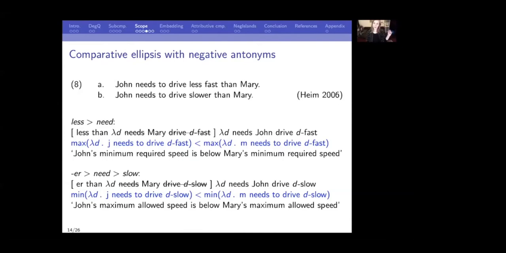But if you take only the comparative component and leave the negative component of the negative antonym underneath the modal, what you get is the degree to which John needs to drive slow exceeds the degree to which Mary needs to drive slow. And that gives rise to a very different reading. It's a comparison of maxima reading, where John's maximum allowed speed is below Mary's maximum allowed speed. These are both readings where the comparative scopes over the modal. They're both wide scope comparative readings, but the truth conditions are very different.